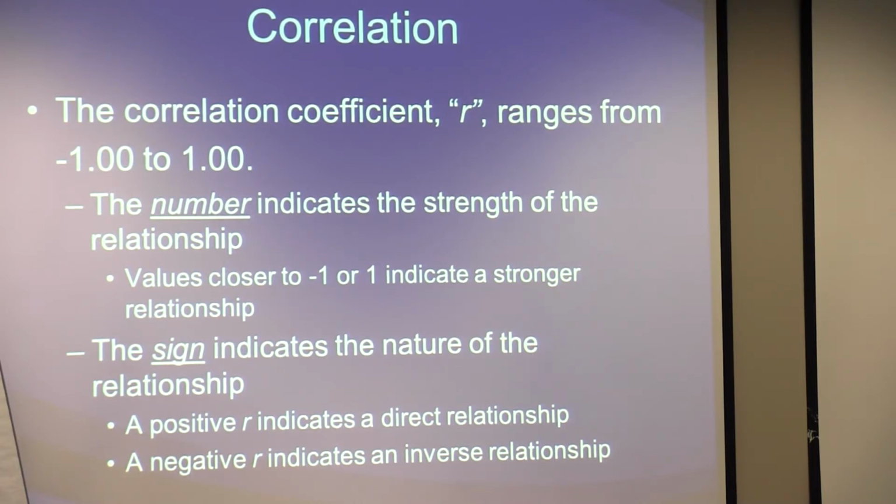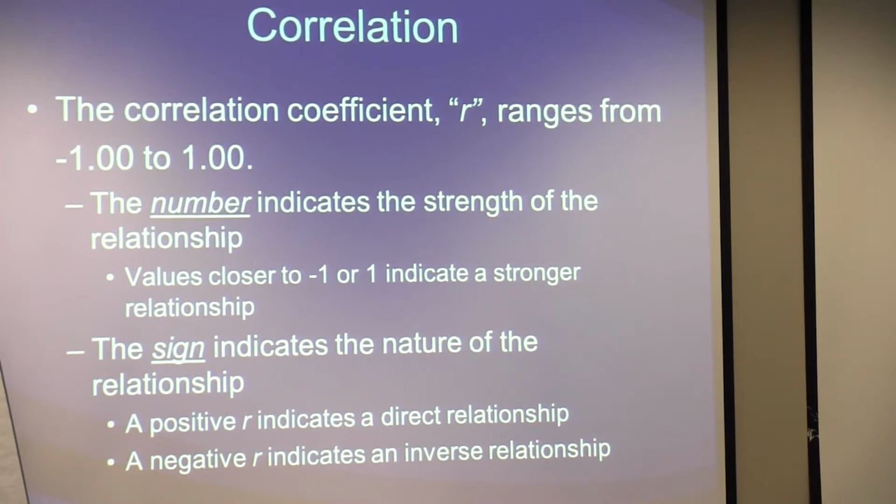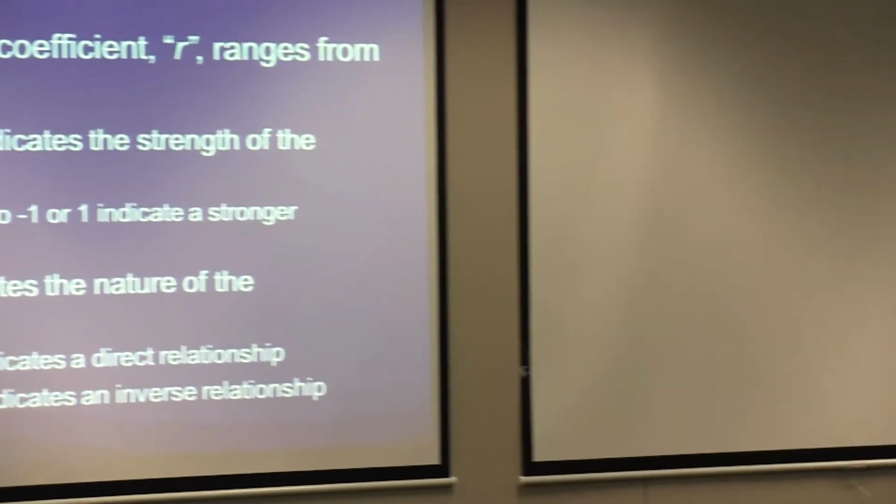The sign tells us something about the nature of that relationship. So if the correlation is positive, it means that we have a direct relationship. If it's negative, it means we have an inverse relationship. And the next slide tells you a little bit more about that in detail.